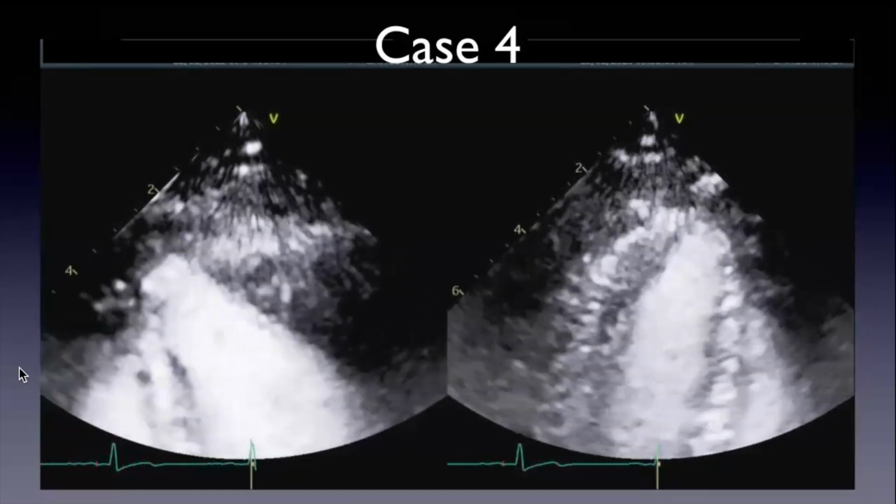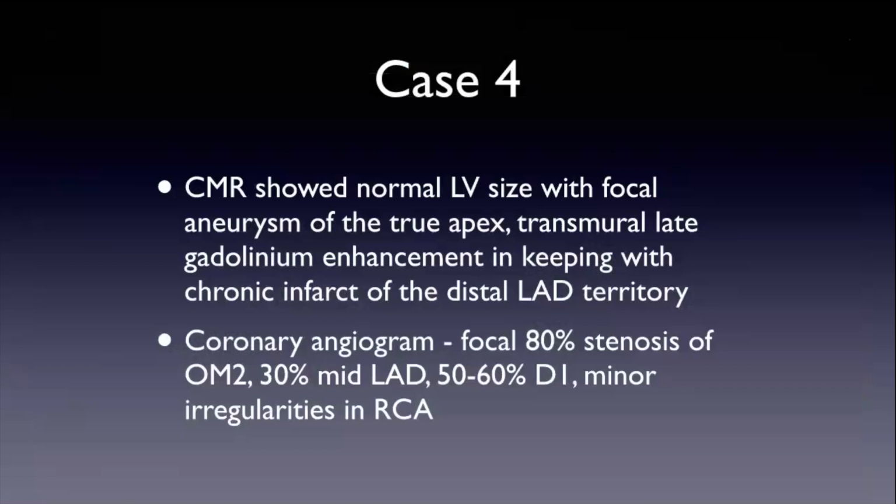We've seen both. Anyway, the patient had both an angiogram and a CMR. These are the tests that we would normally use. This is in our wheelhouse to look at. The CMR showed a focal aneurysm of the true apex with transmural late gadolinium enhancement, consistent with chronic infarction in the distal LAD territory, and no other findings that would suggest apical cardiomyopathy. The patient does have coronary disease, but not of the LAD: focal 80% OM2, 30% mid LAD, 56% diagonal, and minor irregularities in the RCA.